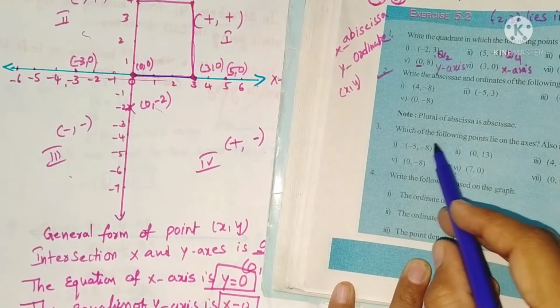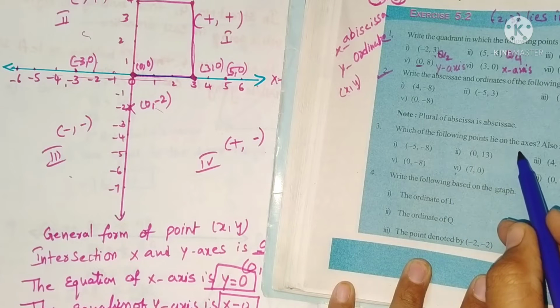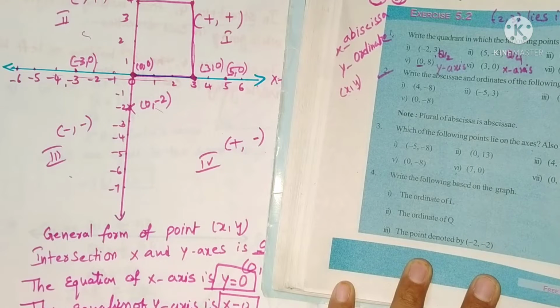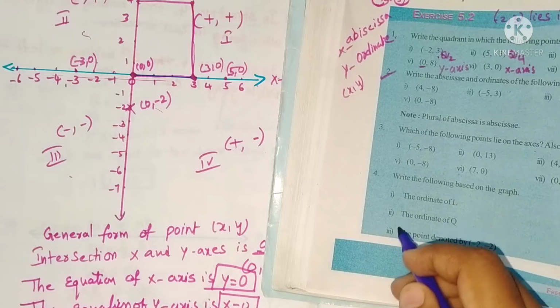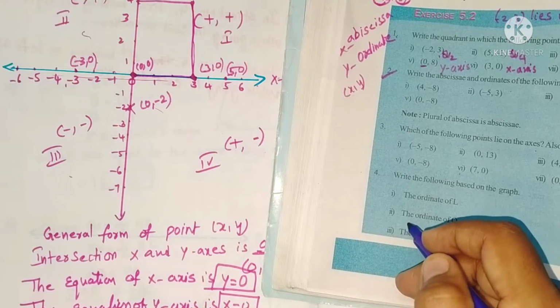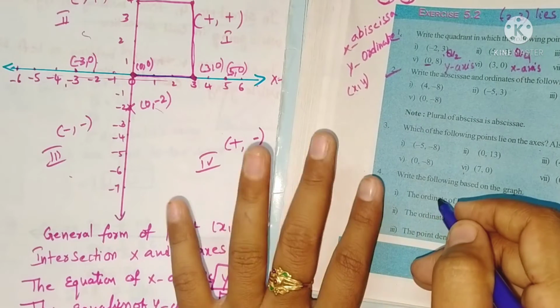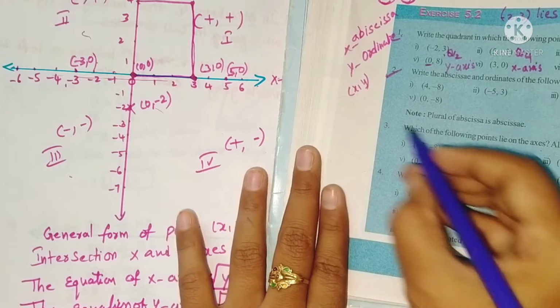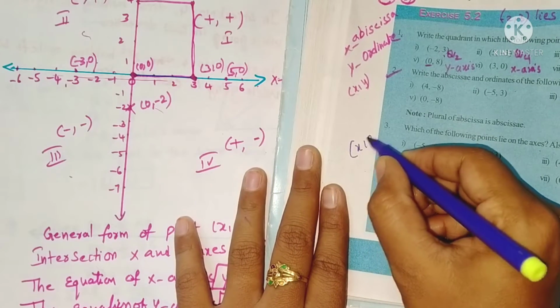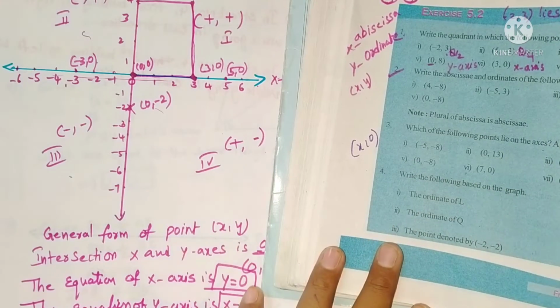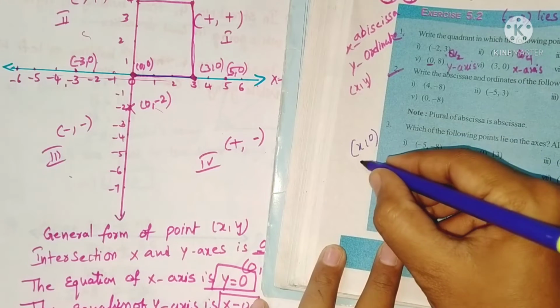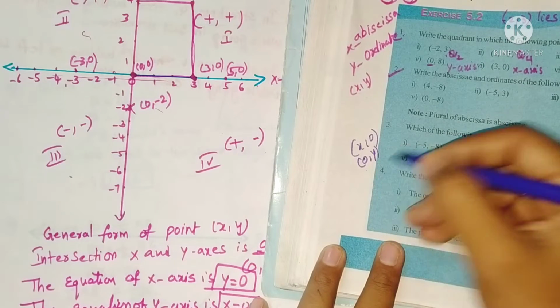See, third one. Which of the following points lie on the axis? Also name the axis. On x-axis and on y-axis. What is the general form of the point that lies on the x-axis? x comma 0. So the general form of the point that lies on the y-axis means 0 comma y.